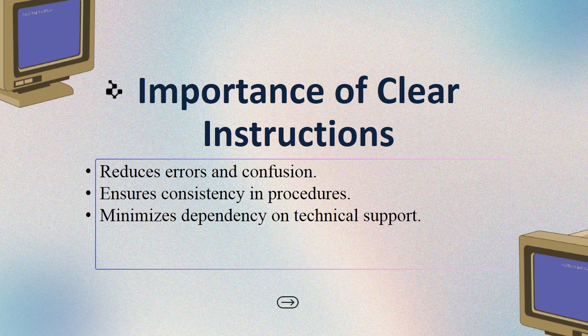Why are clear instructions crucial? They empower users to complete tasks independently, reduce frustration, and standardize processes. For example, vague directions like "fix it" lead to errors, while "click on the start button" is actionable.